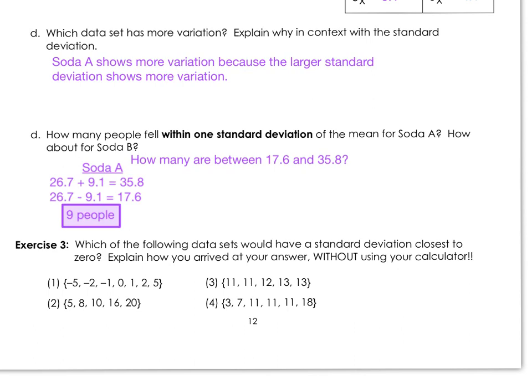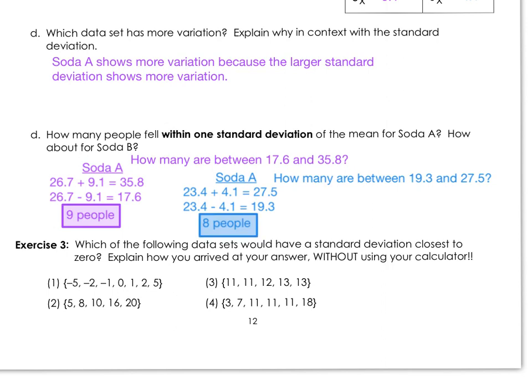Okay, now we're going to do the same thing with soda B. Again, pause the video and try to do the same thing for soda B to see if you get the same information that I do. So hopefully you had the 23.4 plus 4.1 and 23.4 minus 4.1 to give you 27.5 and 19.3. So we're looking to see how many are between 19.3 and 27.5. Go ahead and go through the list again to figure out how many fall in that range. Again, you can highlight the ones that fall in that range. And I found 8 people.